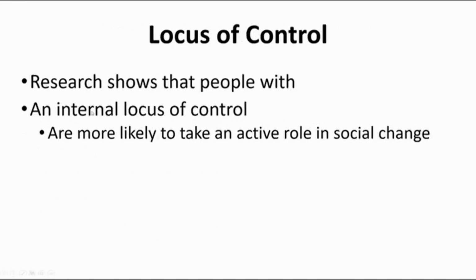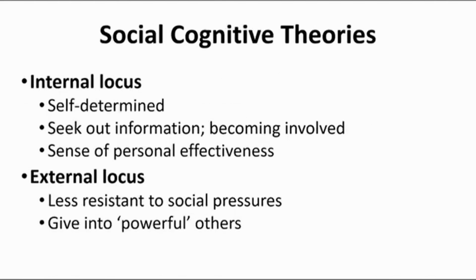And so a lot of research has shown that people with that internal locus of control are a lot more likely to take an active role in different aspects of their lives. They're more likely to go to protests, try and affect active social change. They would feel that their individual actions have the potential to influence the world.